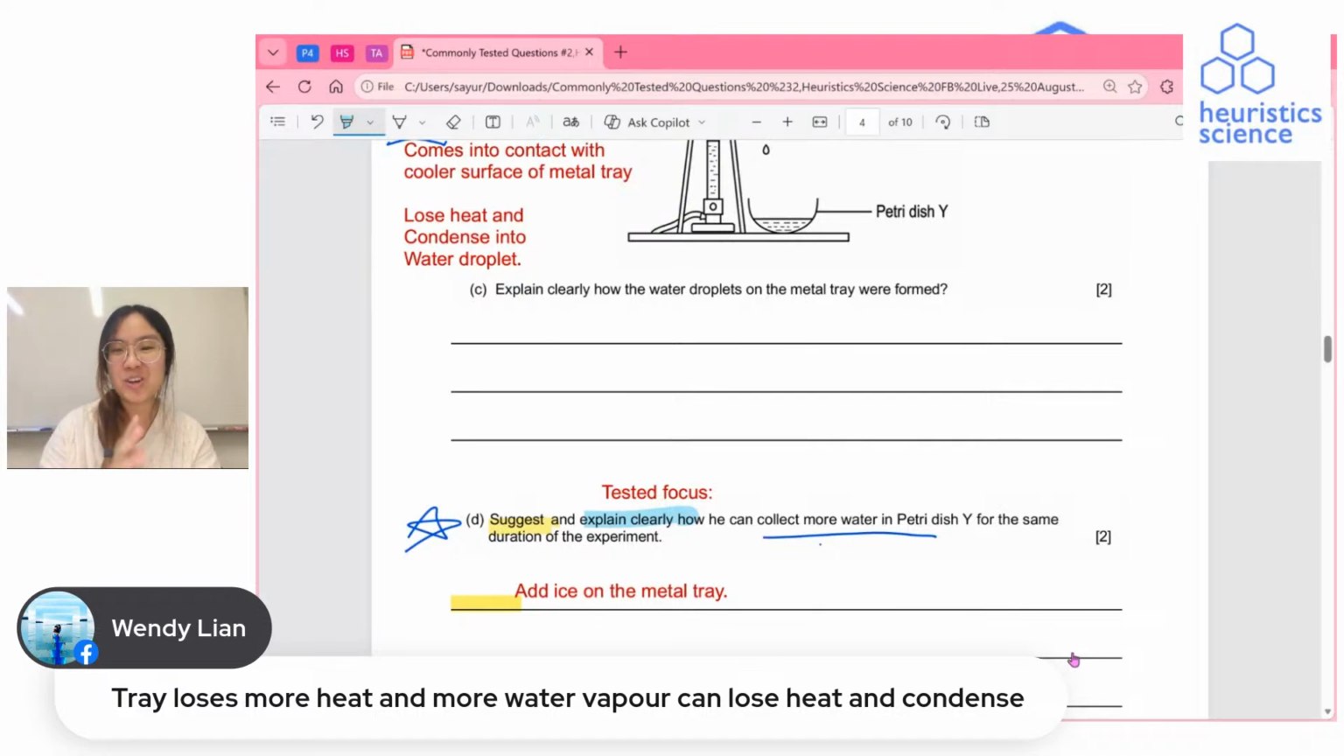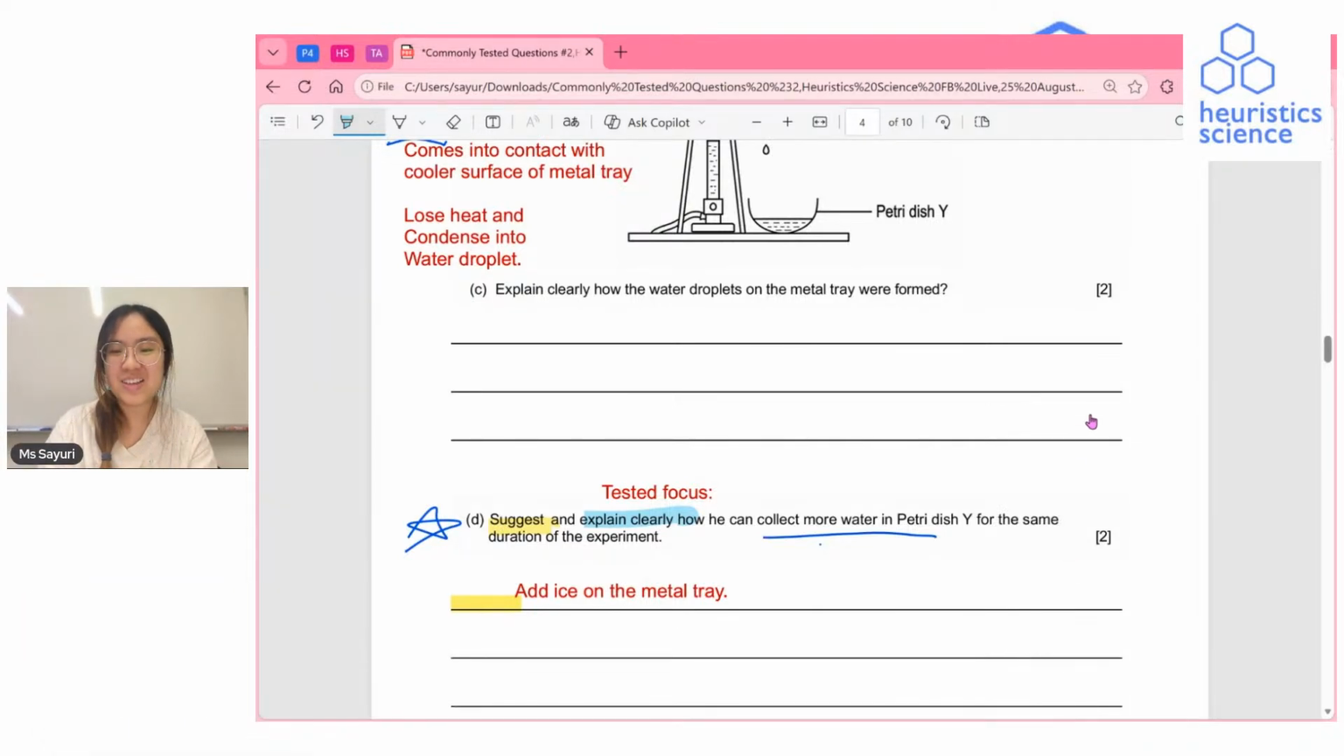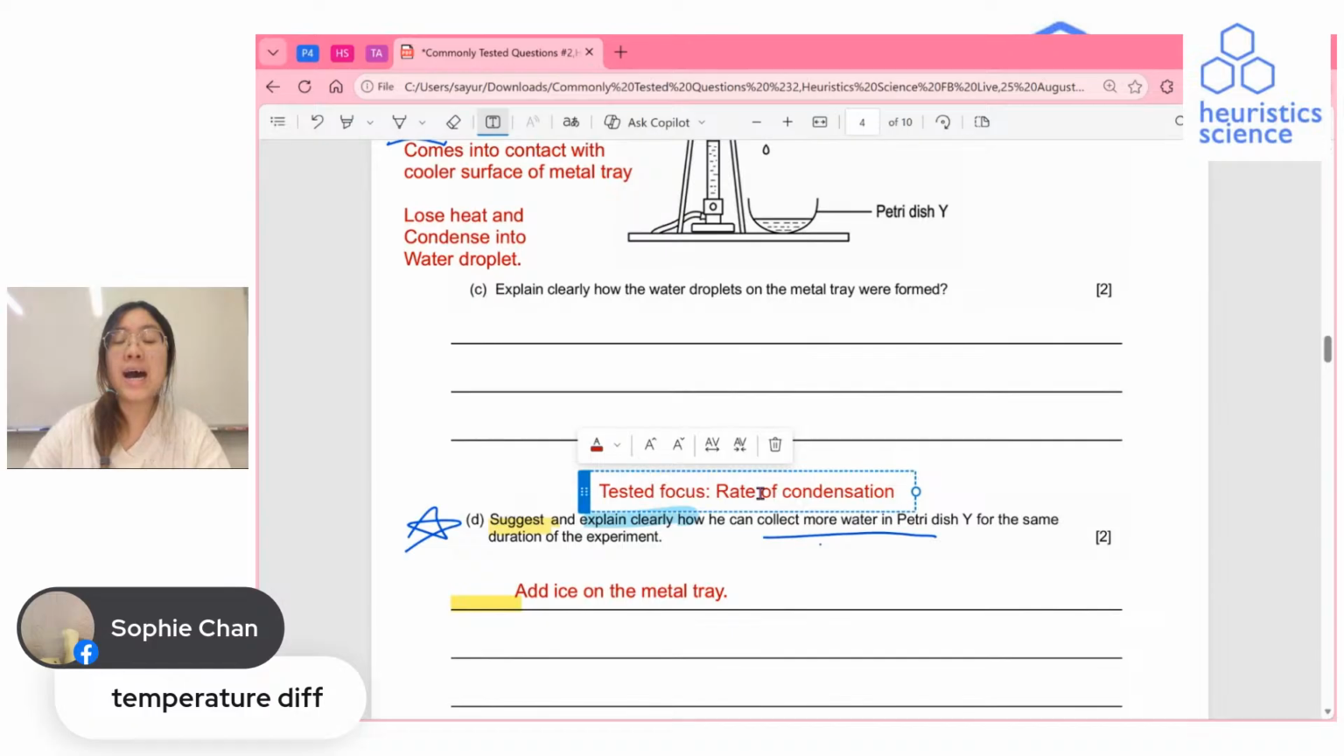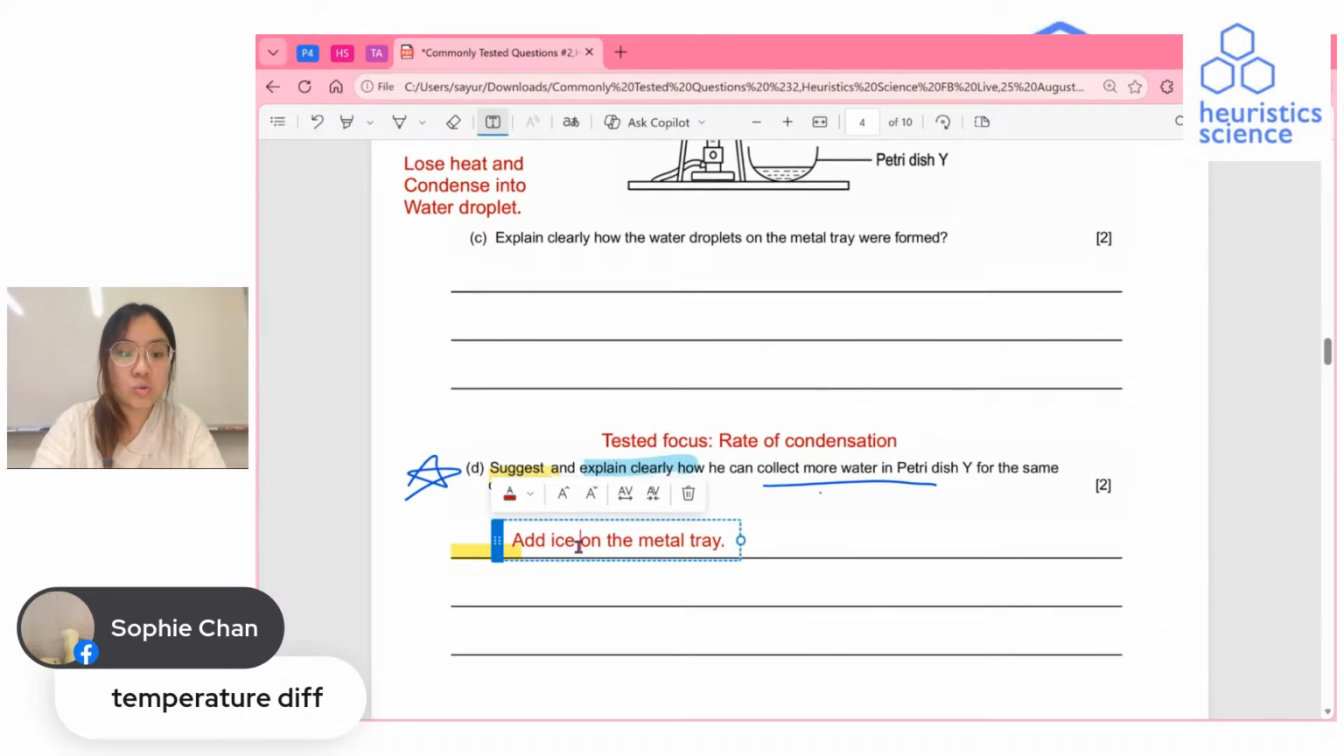I'm so glad that we are talking about this today. If not, you see all your answers are a little bit different. So temperature difference is the closest, so you do need to talk about this. Now, what is the tested focus? You all need to write down rate of condensation. It means how fast condensation can take place. So you want to do this.